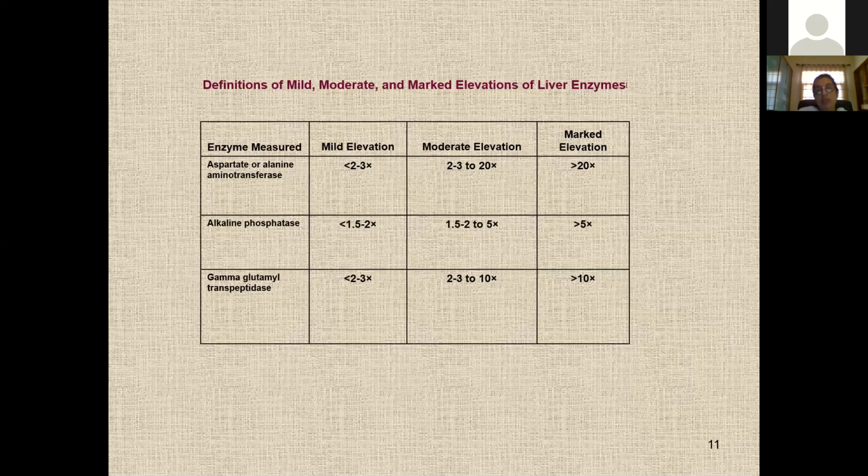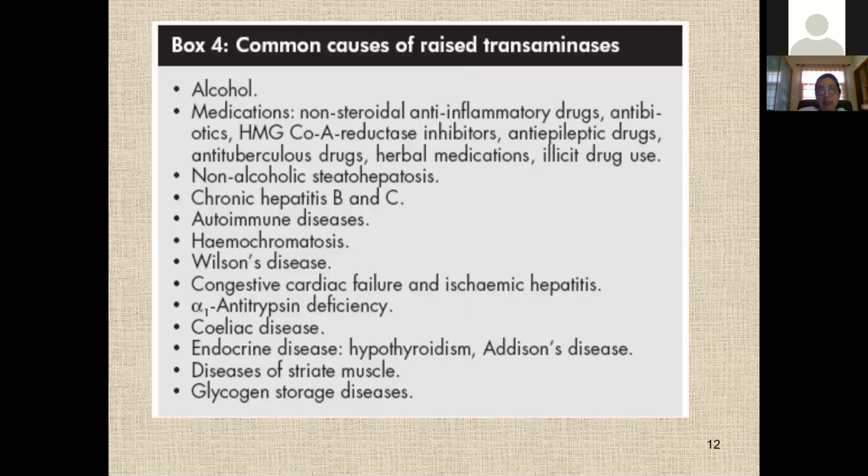So what are the common causes of raised transaminases? Common is alcohol. Then there is chronic hepatitis B, C. There is drug induced, which is lipid lowering drugs, anti-epileptic, anti-tuberculous drug, anti-inflammatory drug. Then there is non-alcoholic fatty liver disease, which is very common in this part of the world because of diabetes, obesity. Autoimmune diseases, hemochromatosis, Wilson's disease, congestive cardiac failure. Sometimes celiac disease also gives rise to mild elevation in aminotransferases. And there's glycogen storage disease.